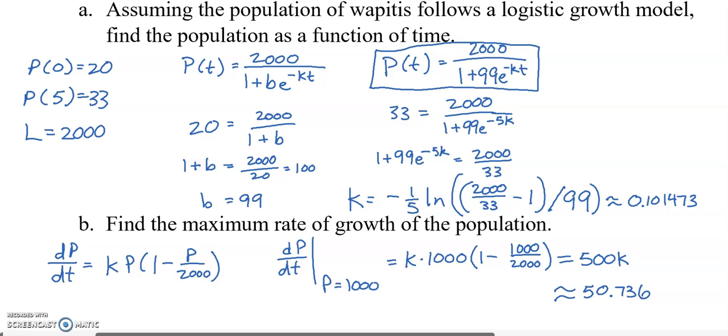And let's remember that this actually has meaning. So maybe we can apply units to it. k, on the other hand, doesn't have units. That's a scale factor. But this is finding the rate of change of P over t. P represents the population of wapiti. So 50.736 wapiti per unit of time. Our time is measured in this problem in years. So that's the fastest rate of growth of our wapiti population. It didn't ask when that happened. It just asked what that maximum rate was.